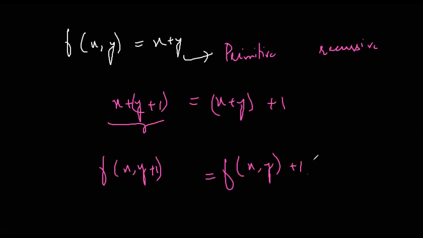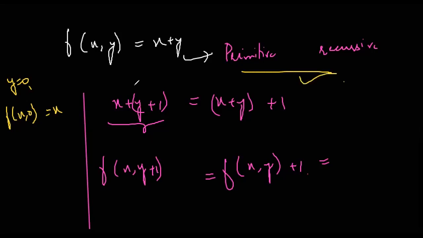In this case, if I take y equal to 0, then f of x comma 0 can be written simply as x. Okay, and f of x comma y plus 1 is written as f of x comma y, plus 1. So this means that for y equal to 0 it is satisfied, and for y plus 1 also it is satisfied. So this function can be called a primitive recursive function. What are we basically using here? We are using the inductive step, and by that we can easily say that it is primitive recursive.